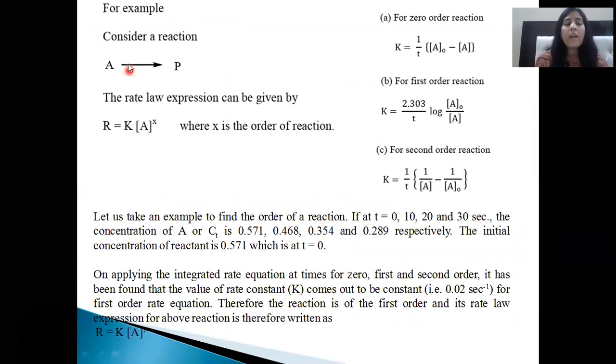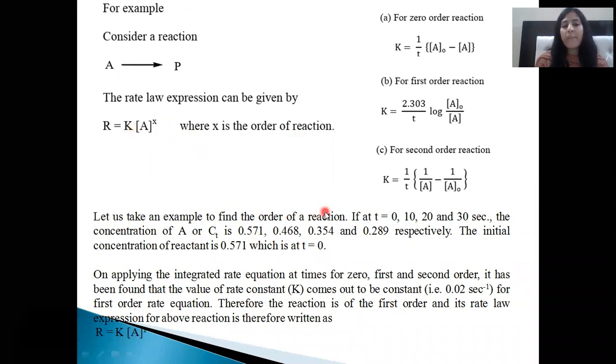For example, consider a reaction A gives product P. The rate law expression for this reaction is given by R is equal to K concentration of A raised to the power X, where X is the order of a reaction and K is the rate constant.